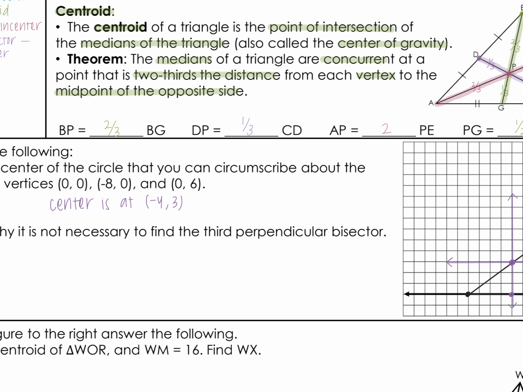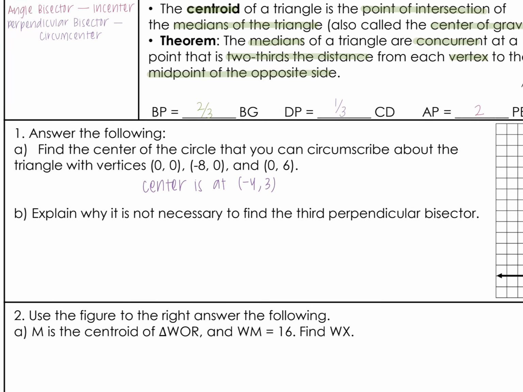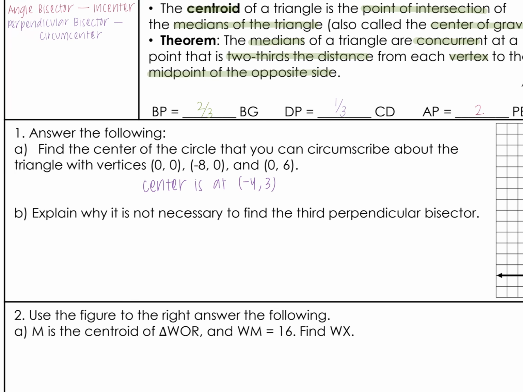And then I can also answer the question where they're asking, explain why it's not necessary to find the third perpendicular bisector. And so I can just state what I said, which is just going to be that since 2 lines intersect at that point, the third one will also have to go through that point.